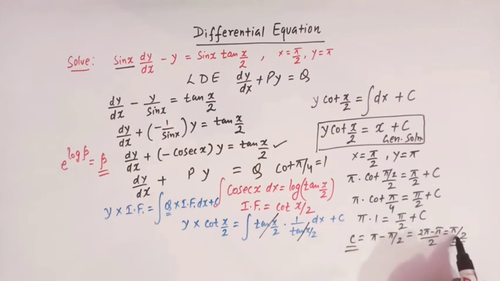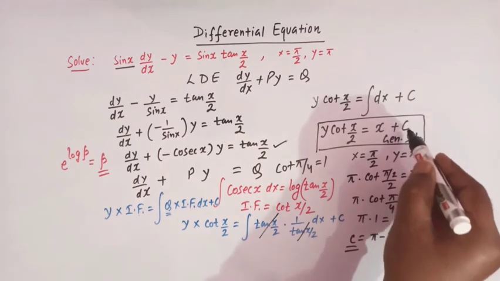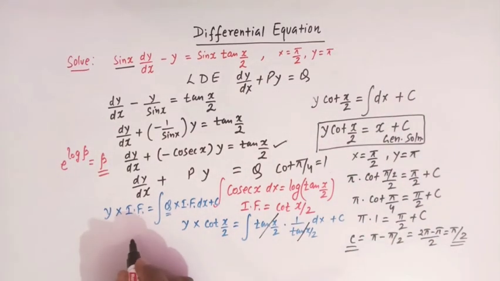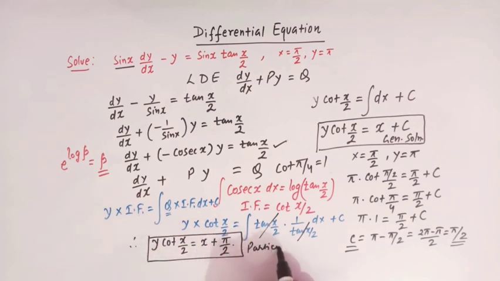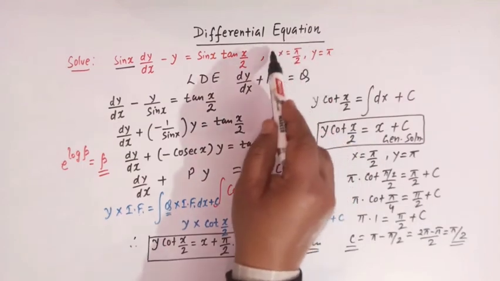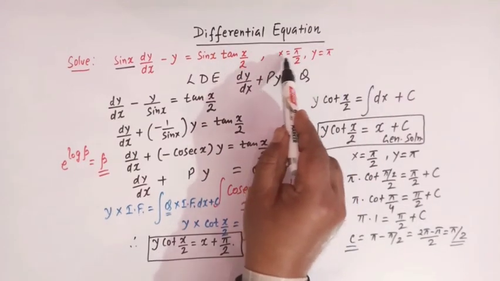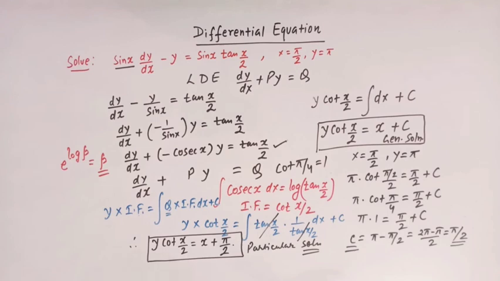So now we'll put c equals pi by 2 in the general solution. Therefore we have y cot(x/2) equals x plus pi over 2. So viewers, this is the particular solution of this differential equation when the boundary conditions are given as x equals pi by 2 and y equals pi. So viewers, this is how we solve this problem.